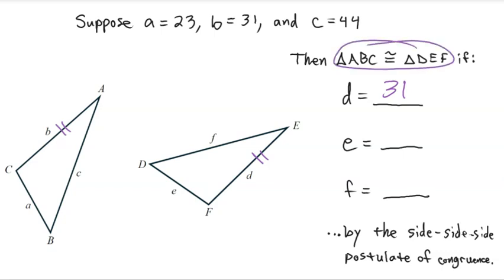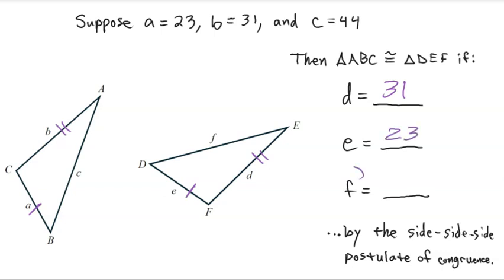congruent. Well, now let's try side E. Well, side E looks like the shortest side, and over here side A looks like the shortest side. So if E is congruent to A, then it's possible that ABC will be congruent to DEF. Well, A is equal to 23. So in order for E to be congruent to A, E would have to be equal to 23. So we're going to put a 23 here.